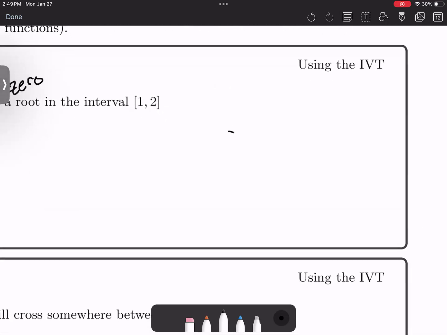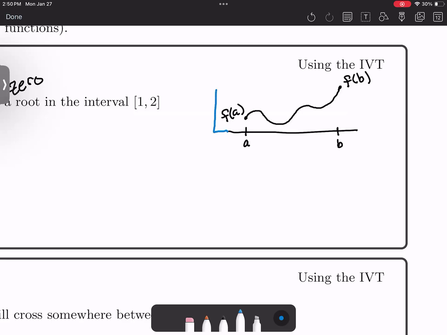If we have a point in our domain A and a function value there, f of A, and we have another point B and a function value there, f of B, and this function connects f of A and f of B continuously, right, you can draw that without picking up your pencil, then for any y value between f of A and f of B, there's going to exist some c value, some point in the domain that gives you that y value.